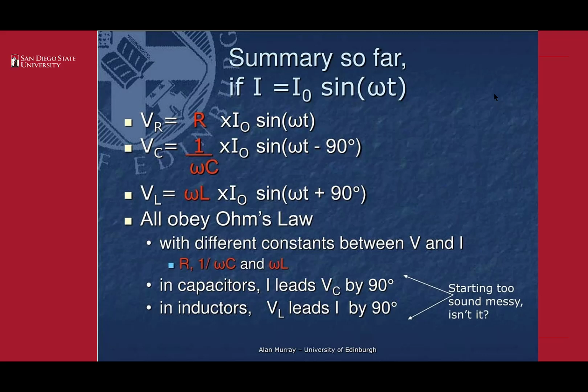So the relation between V and I depends on R or XC or XL, which are R, 1 over omega C, and omega L. In capacitors, the current I leads voltage VC by 90 degrees, and in inductors, voltage VL leads the current I by 90 degrees.